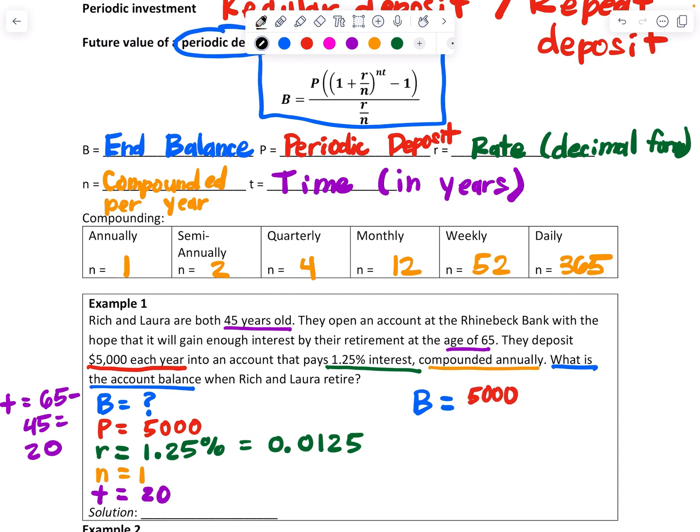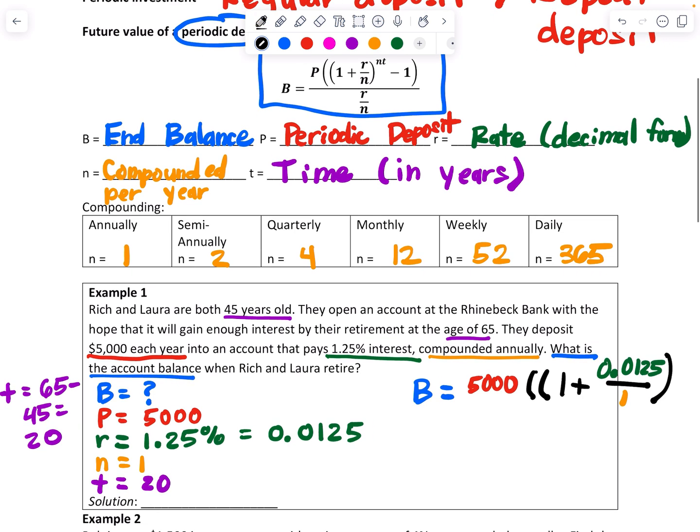And then those double parentheses are important. The 1 plus will always be there, and there's that fraction. In the top of the fraction, we put R, 0.0125. In the bottom, we put N, which is 1. Okay, and then I'm going to close the parenthesis.